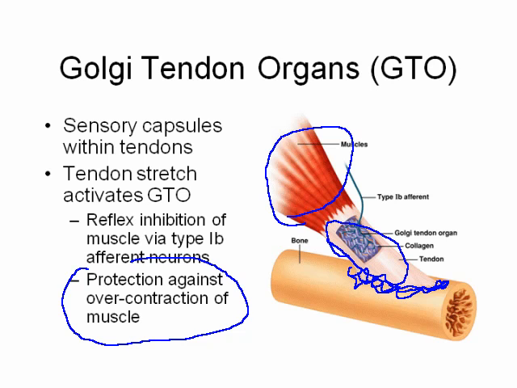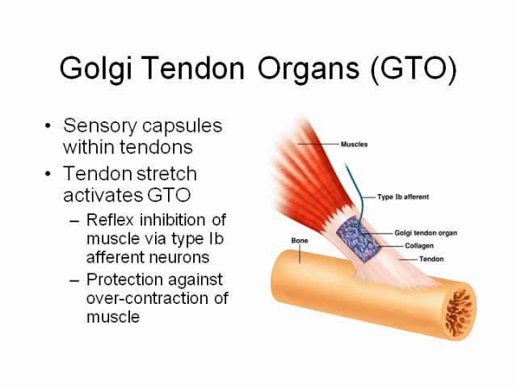So again, the Golgi tendon organ is protective to the muscle, whereas the muscle spindle organ is not. The muscle spindle organ allows the muscle to work more efficiently by maintaining the optimum length-tension relationship.